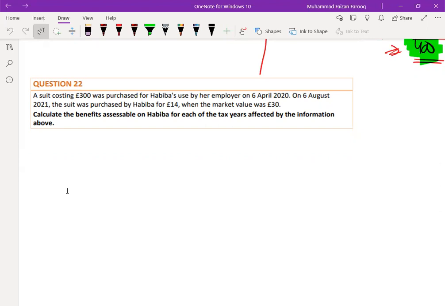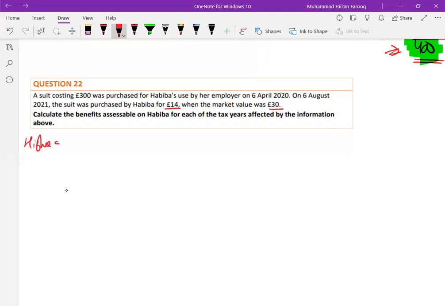6th August 21, the suit was purchased by Habiba, who is an employee, means it is somehow maybe a gift of asset. You can think that, sir, how is it a gift if the employee is paying the amount? So, bhai, we are going to check. Might be the amount is very less. It's called sale at under value. Sale at under value is also a gift. You can see the market value is 30, price is only 14.